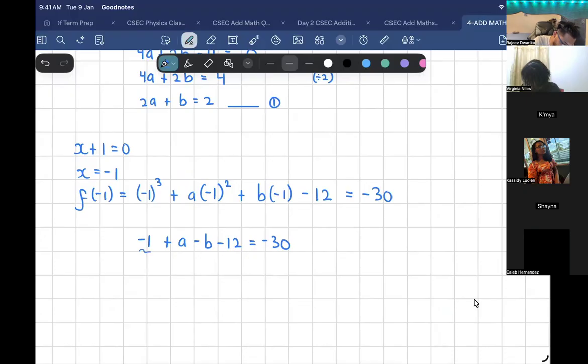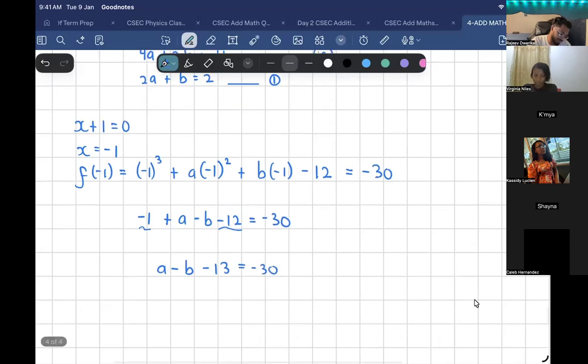-1 minus 12. Well, a minus b minus 13 equals -30. Right?